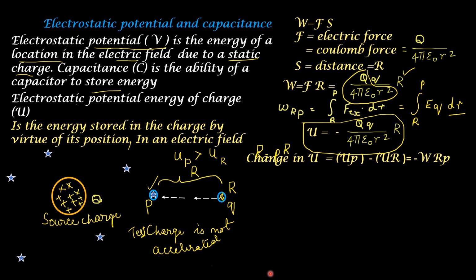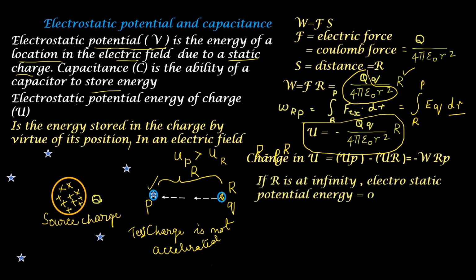Let us suppose the point R is at infinity. We have the freedom to choose any point. It is assumed that at infinity, the electrostatic potential is equal to 0 because the electric field due to source charge Q is assumed as 0 at infinity. Therefore, the electrostatic potential energy of the charge at infinity is also equal to 0.